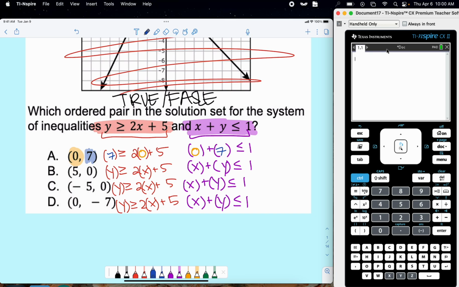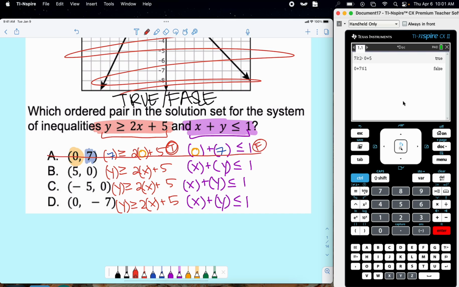Now I'm going to do true and false for the first one. So I'm going to do parentheses 7, control equals, that's how you get that symbol, 2 times 0 plus 5. That gave me true. Now I'm going to try the other one. Parentheses 0 plus parentheses 7, control equals, less than or equal to 1, enter. That gave me false. It cannot be my answer.